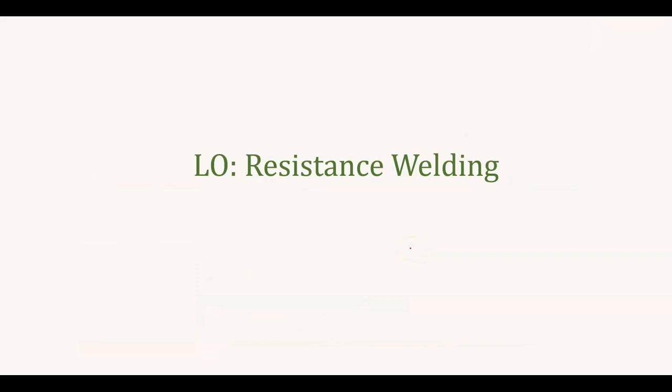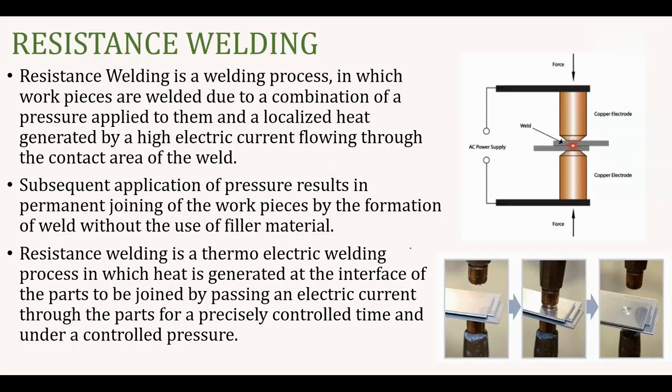Today we are going to see the next type of welding, which is the resistance welding process. What is the resistance welding process? Resistance welding is a welding process in which workpieces are welded due to the combination of pressure and localized heat energy, which is generated by a high electric current flowing through the contact area.